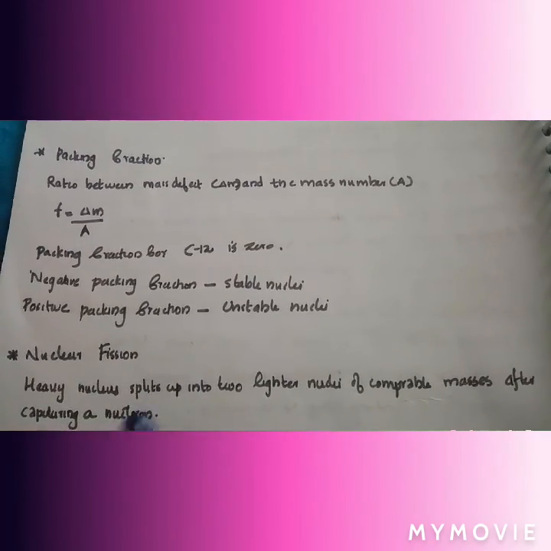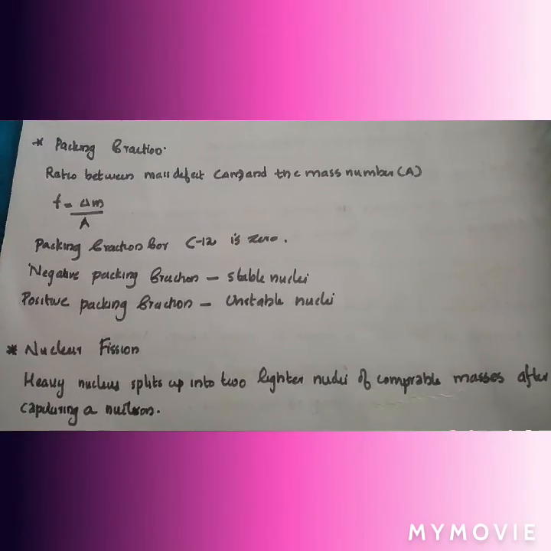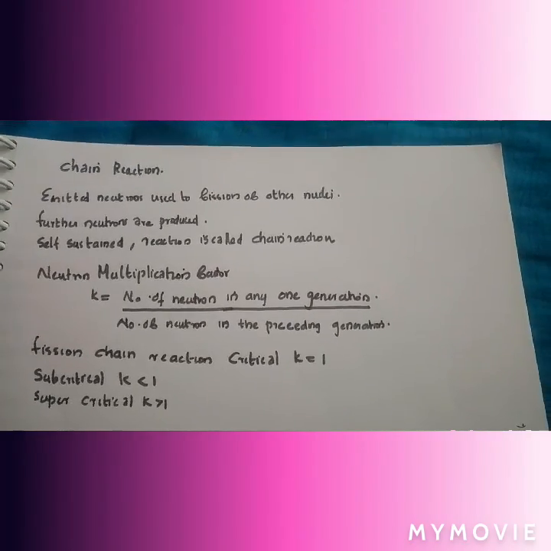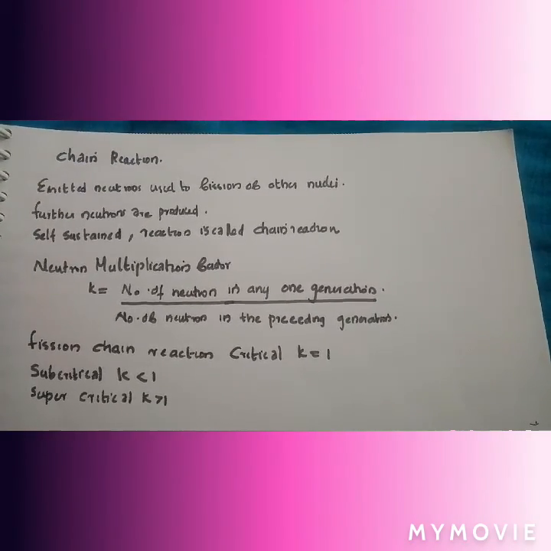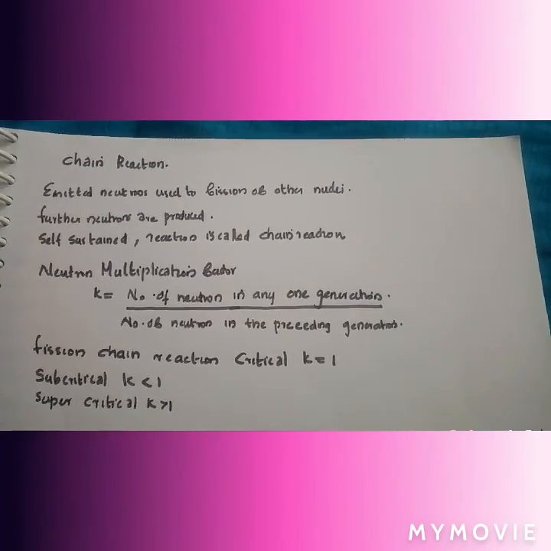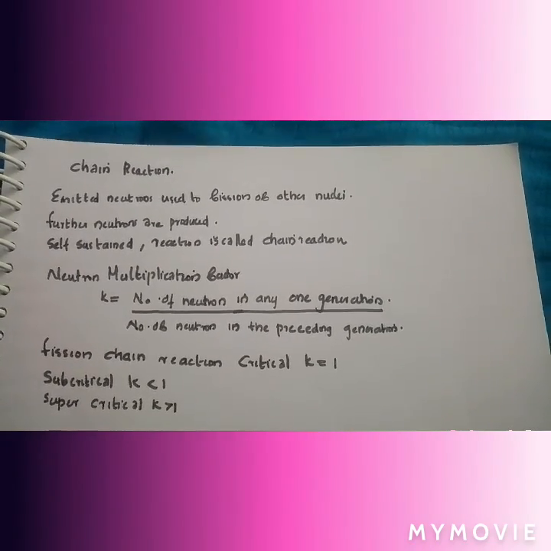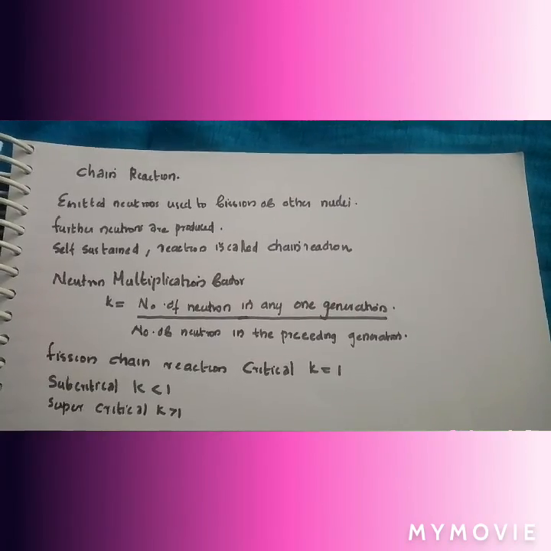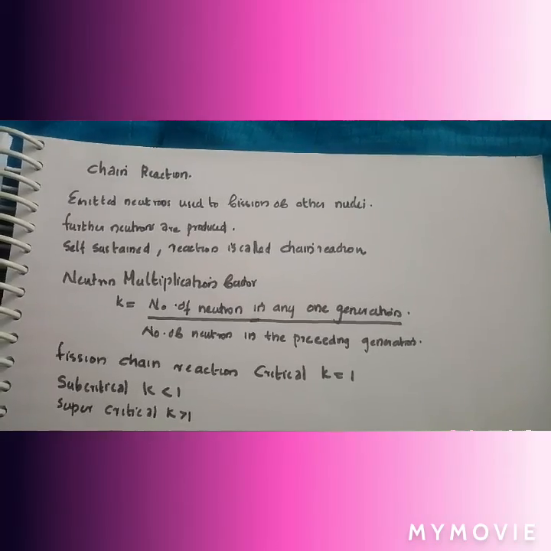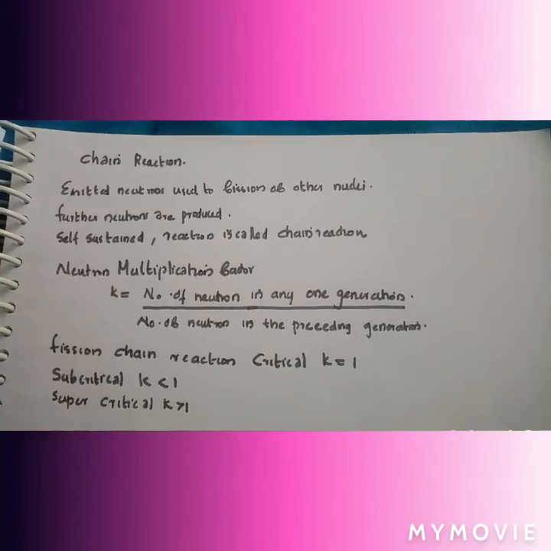What is meant by nuclear fission? That is a heavy nucleus splitting into two lighter nuclei of comparable masses after capturing a neutron. What is meant by chain reaction? We understand that in a fission process neutrons are emitted. These emitted neutrons are used for fission of other nuclei, so the process can continue. Further neutrons are produced for further reactions. So we have a self-sustained reaction called chain reaction.